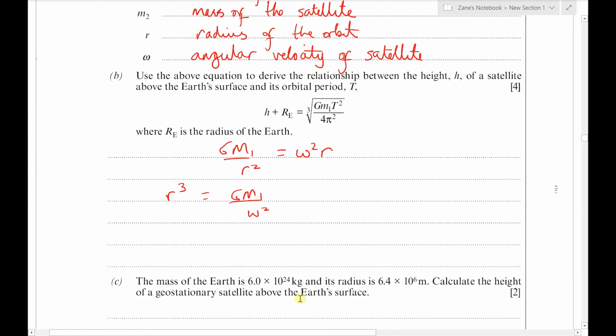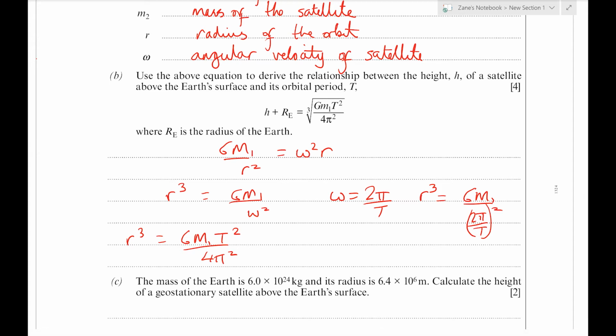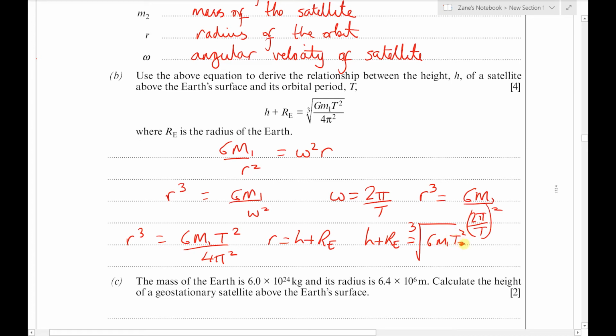But a relationship that we should know for circular motion is that omega is 2 pi over T, where T is the period of the motion. So hence we can write that r cubed is G m1 over (2 pi over T) all squared. r cubed then will be G m1 T squared over 4 pi squared. Dividing by a fraction is the same as multiplying by the reciprocal of the fraction. And because r is h plus RE, then we can say that h plus RE is the cube root of G m1 T squared over 4 pi squared, as required.